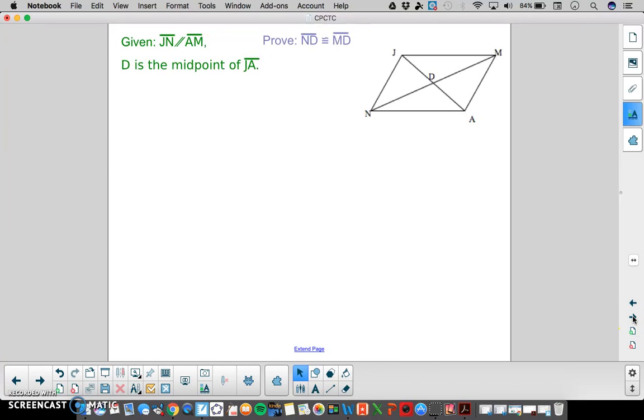The last example is where JN is parallel to AM, D is the midpoint of JA, and we want to prove that ND is congruent to MD. A hint on this one is that you have to decide which set of triangles would help you show that ND is congruent to MD. Once you've shown those triangles congruent, you can use CPCTC to prove those parts are congruent.